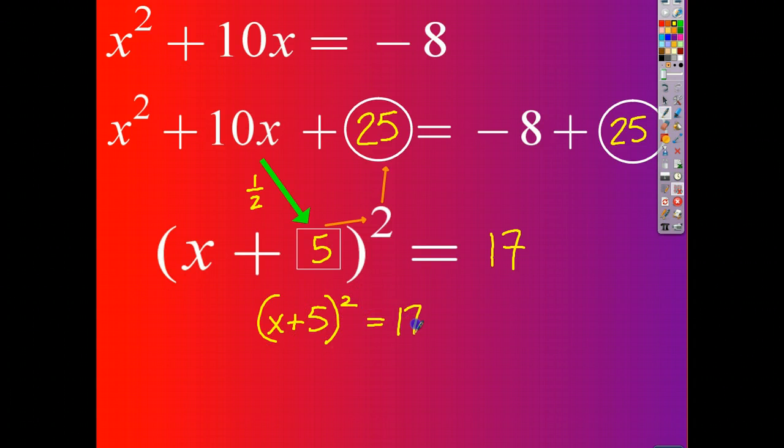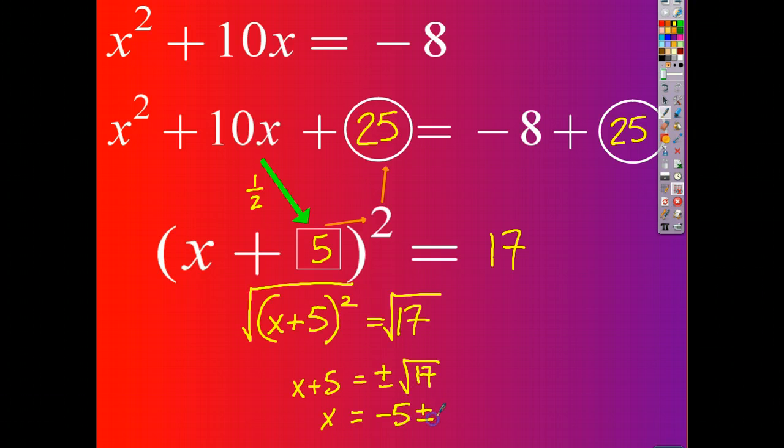Okay, now in order to solve this, I'm going to take the square root. Take the square root of this side, take the square root of that side, and that's going to give me x plus 5 is equal to plus or minus the square root of 17. And now in order to find out what x is, I'll do x is equal to, all right, and I'll just subtract 5, so I'll go -5 plus or minus the square root of 17. All right, and from there, that looks pretty good.